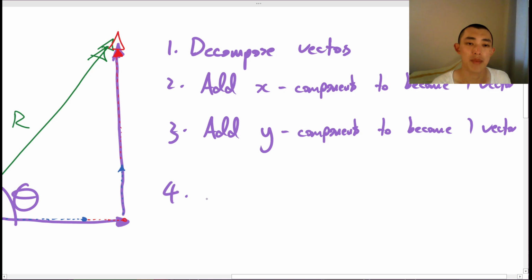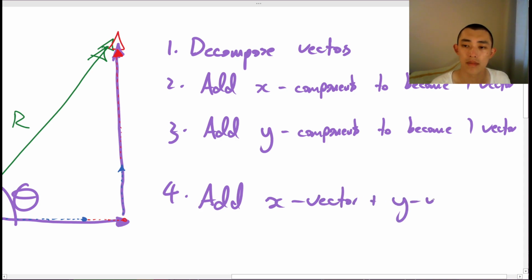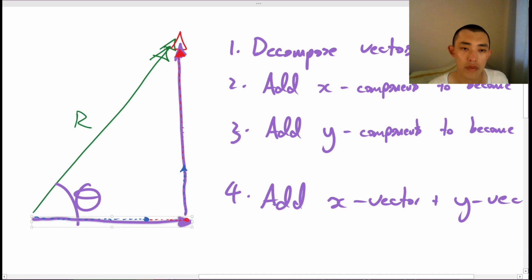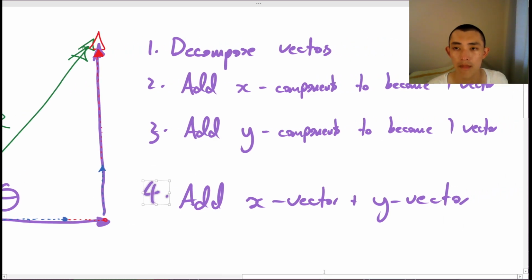And then our last step is to add x vector plus y vector. So this step number 4 is when we are adding together these two purple vectors. Right? That's what we're doing there in the fourth step there.